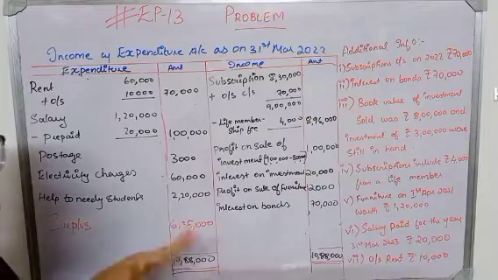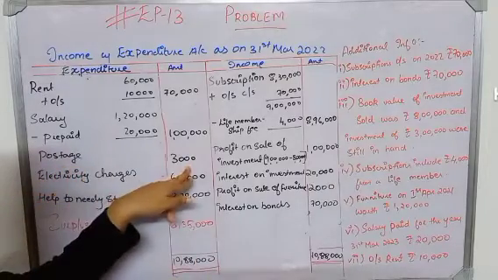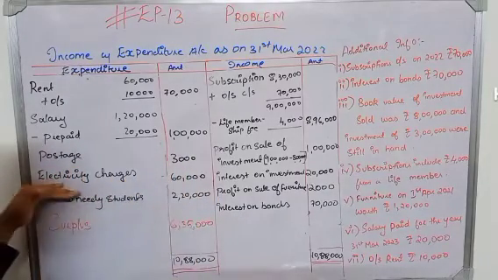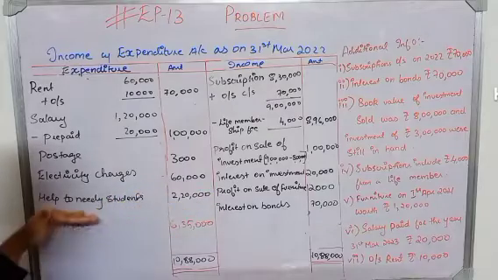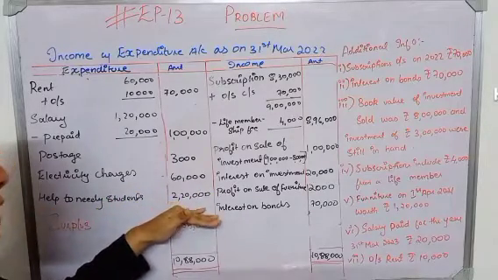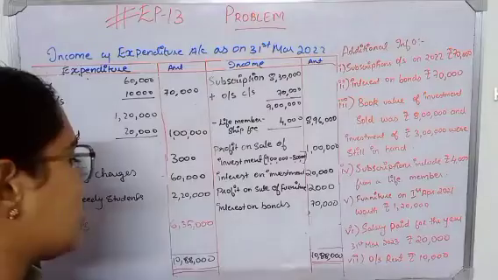Then the next item given in the question was postage. It was 3,000. I have written it like that itself. Then electricity charge 60,000. Help to needy students 2,20,000. All these items were given in the question.